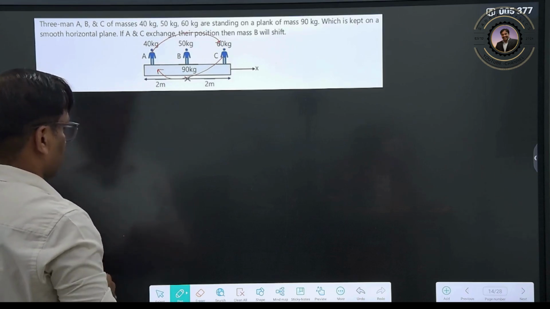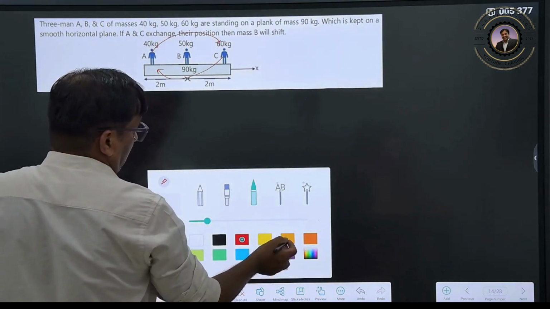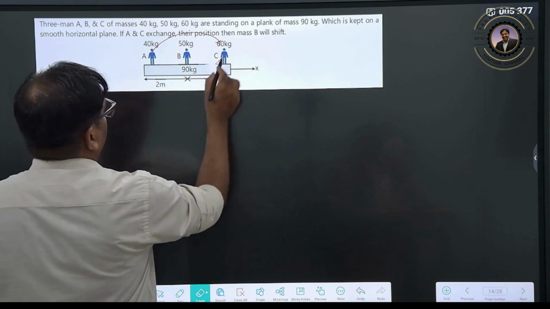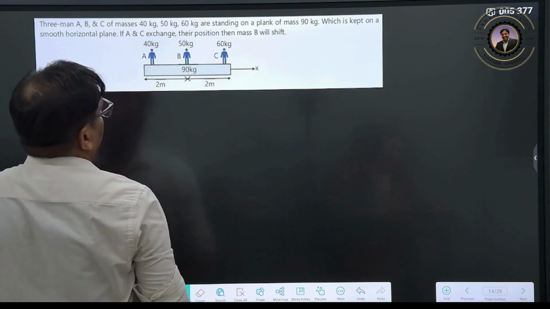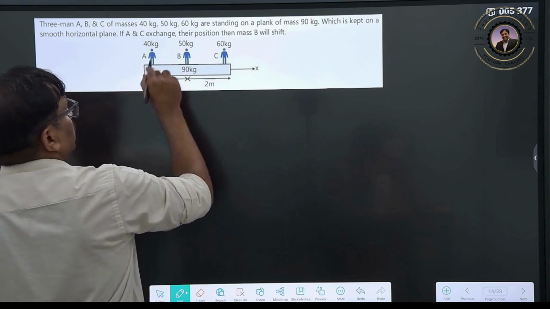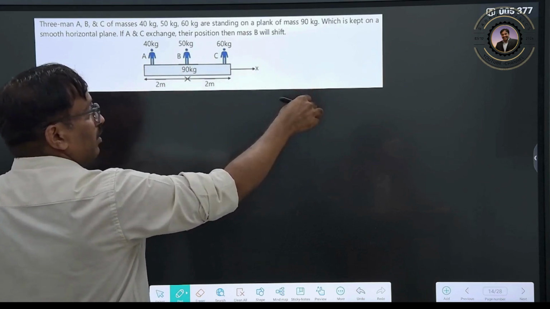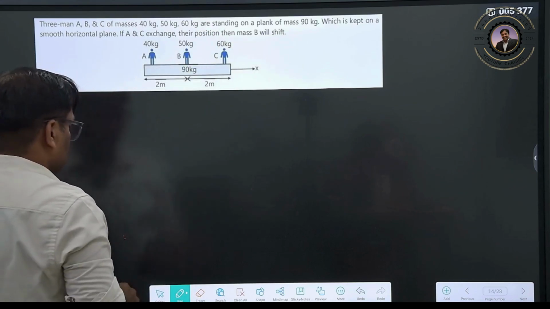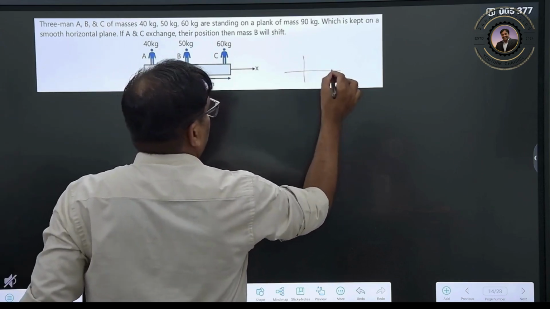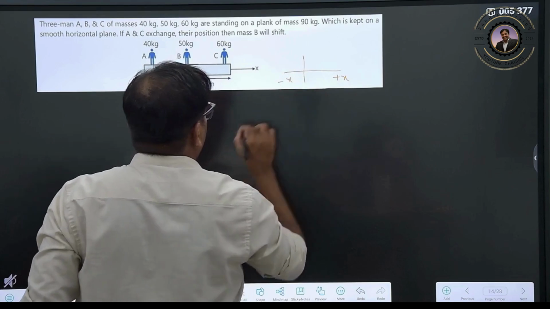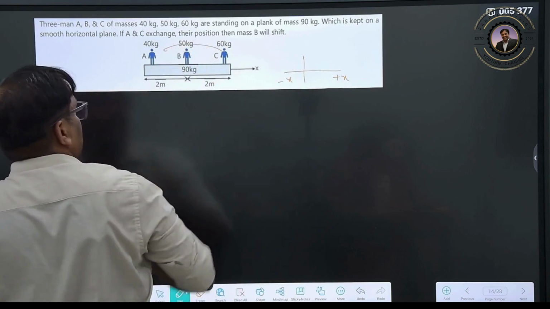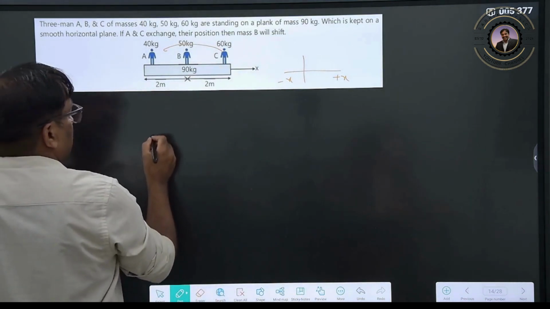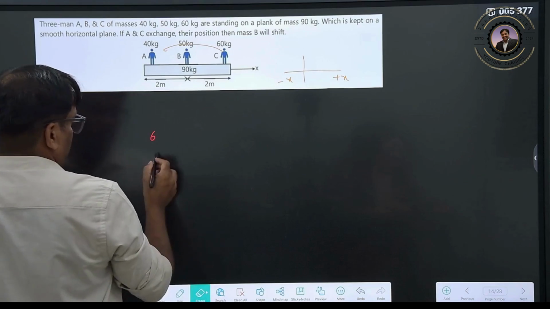If A and C are exchanged, the position of their center of mass will be shifting. See, I already told you, here the 60 kg person, when he goes here, will make it move the maximum distance. Here the 40 kg person will make it move a very small distance. So you can rewrite it as: this side is positive x, and the other is negative x. This person is going toward this side, so when he is going toward this side, it is negative, therefore 60 kg.